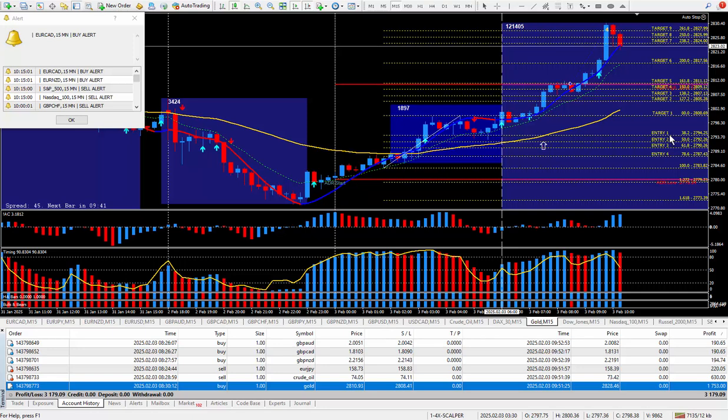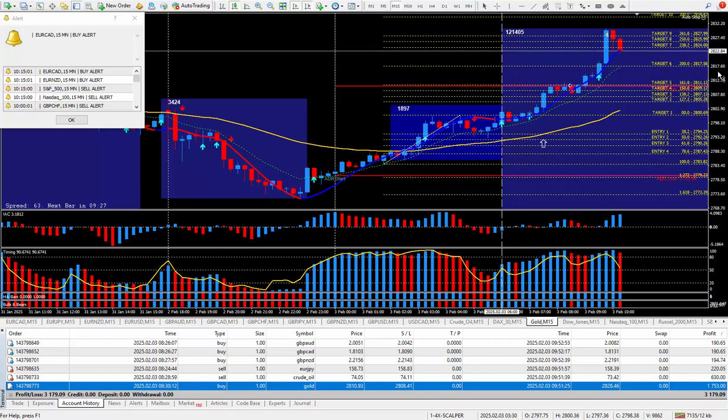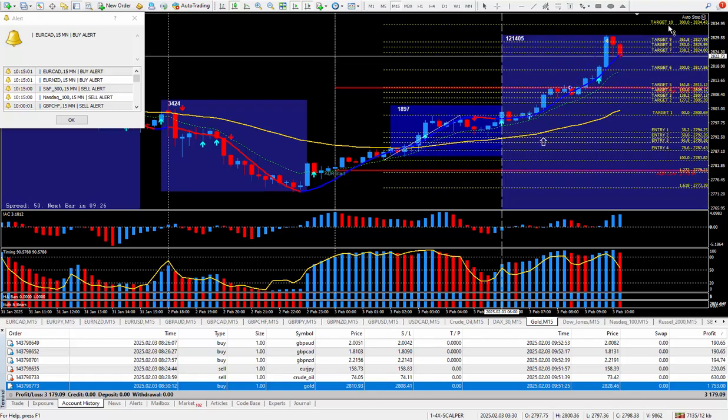As a general rule, if it hits the entries, it'll usually hit at least minimum target 2, 3, 4, 5. Looks like today it hit target 9. And it does have a grand total of 10 targets right there.